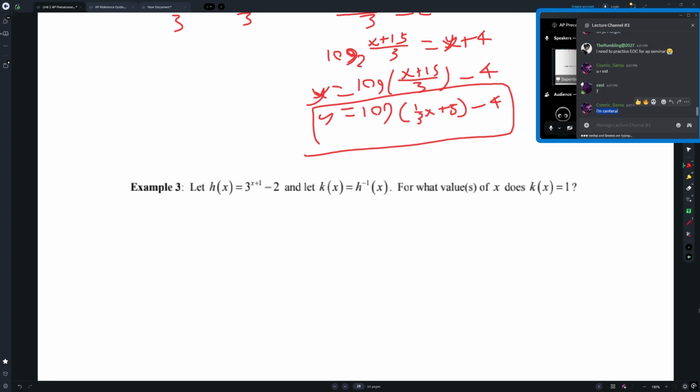Yeah, you're central. Okay, that makes sense. So we plug in -1 for each x. I'll go over it. Let me just find the answer real quick. All you have to do is swap and solve for x, and solve for y. That's all you have to do every time.